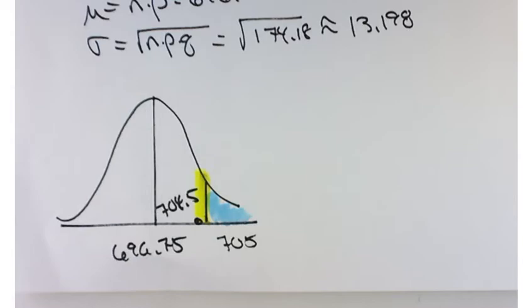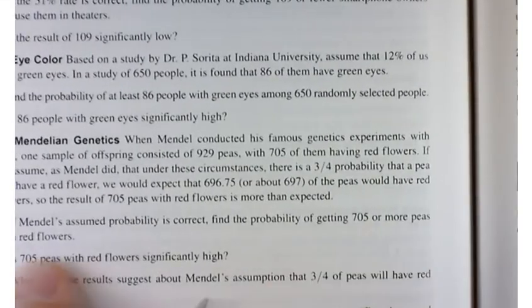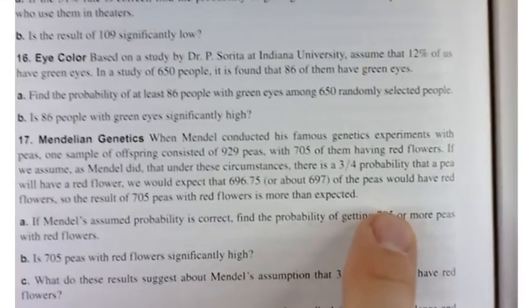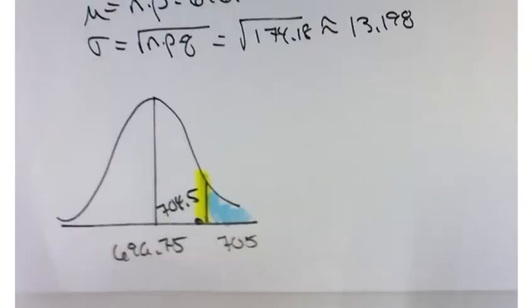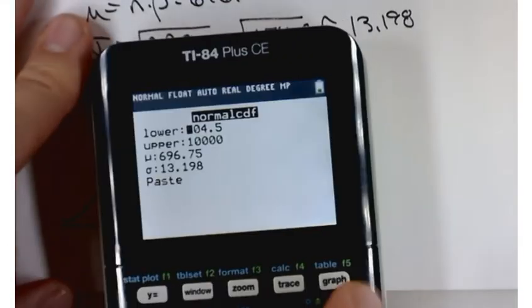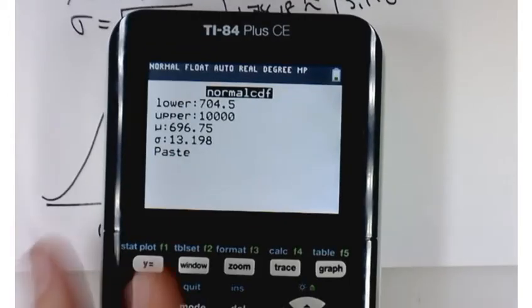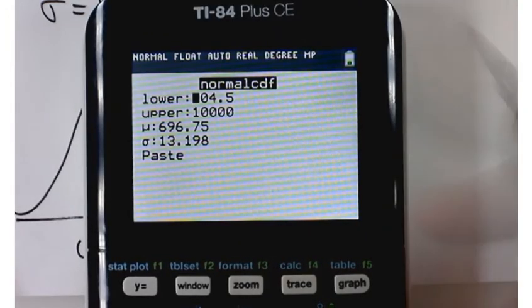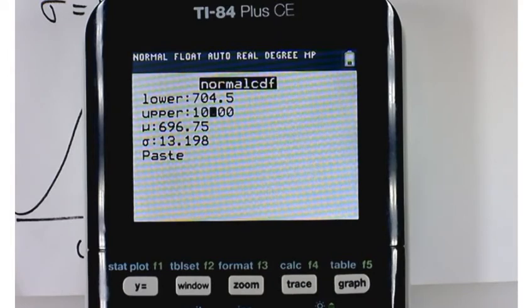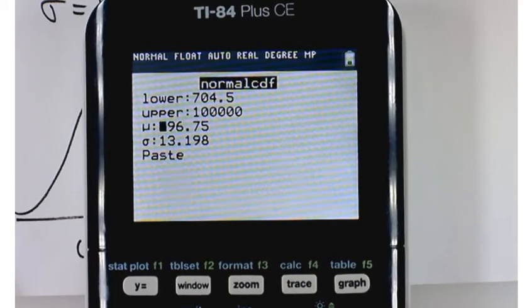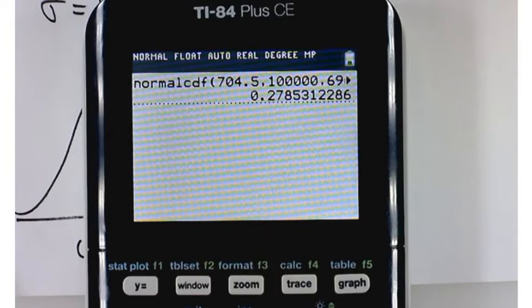The problem was, you wanted to find the probability of at least 705 or more peas with red flowers. So it came right from part A. So with our continuity correction, then we're going to type in 704.5. Let's take a look at the command. Using normal CDF on our graphing calculator. The lower limit, 704.5. Upper limit, just pick something really, really big. I picked 10,000. If you want to be really, really sure, pick 100,000. Mean and standard deviation. Should get about 27.85% chance of something like this happening. So, not unusual at all.